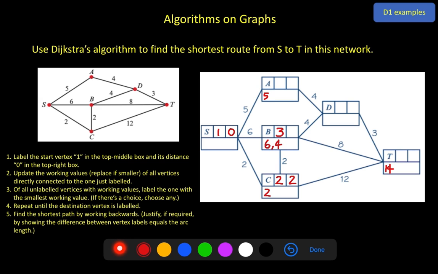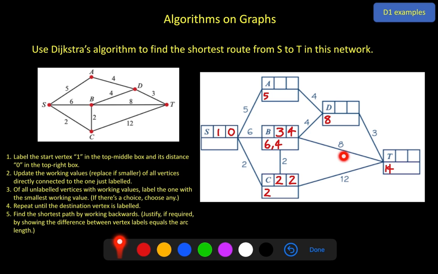In here, this is the third one that I've labeled, so 1, 2, 3, and the shortest distance to get to here was this 4. So I've labeled this now. I need to update all the working values from B. Again, I don't update ones that have got a finished value, so I don't need to do these two. But I can now get to D. So it takes me 4 to get to B, and I'm adding another 4 here, so the smallest value to get to D currently is 8, and that's this route here.